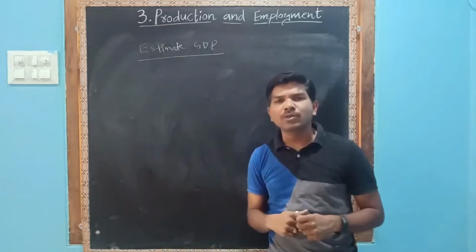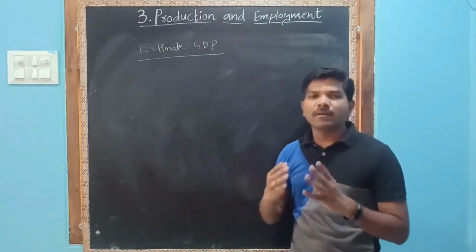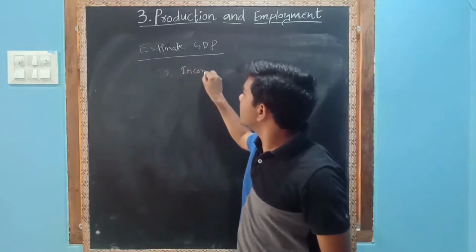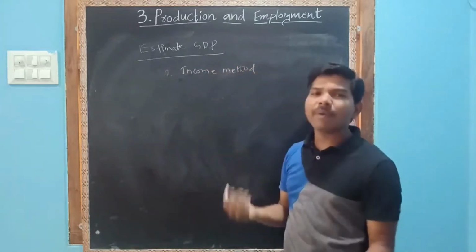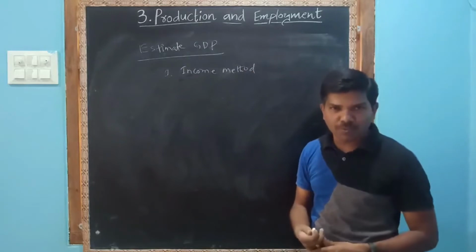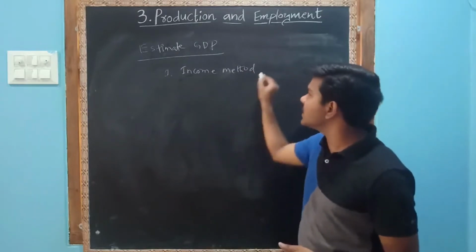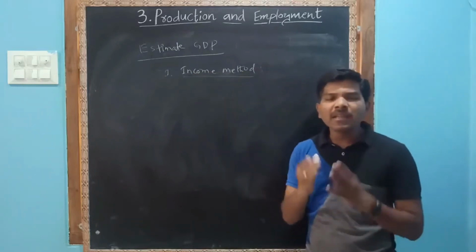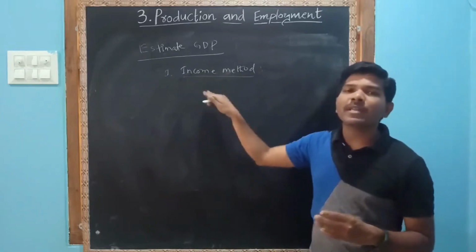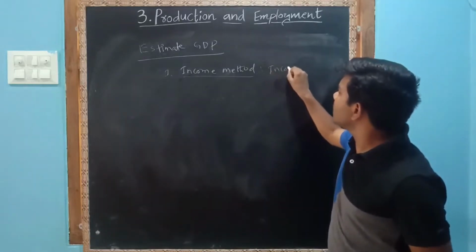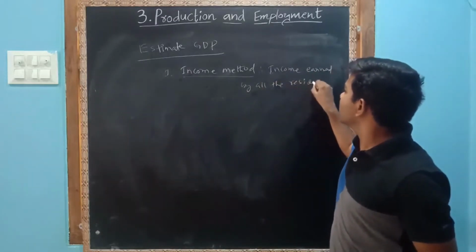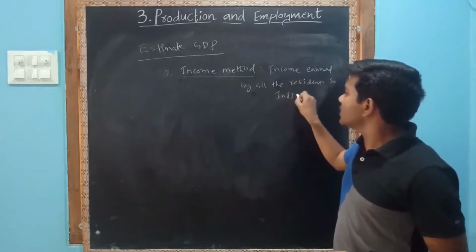There are two methods to estimate GDP. It is not in the textbook, but for our knowledge we have to learn. First is the income method. If they ask how the GDP can be calculated, you may write this method also, and it will be an advantage to you. Under the income method, it is the income earned by all the residents in India.